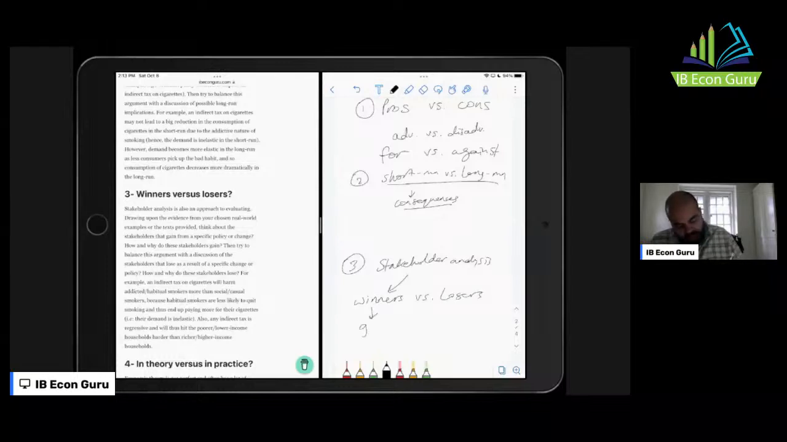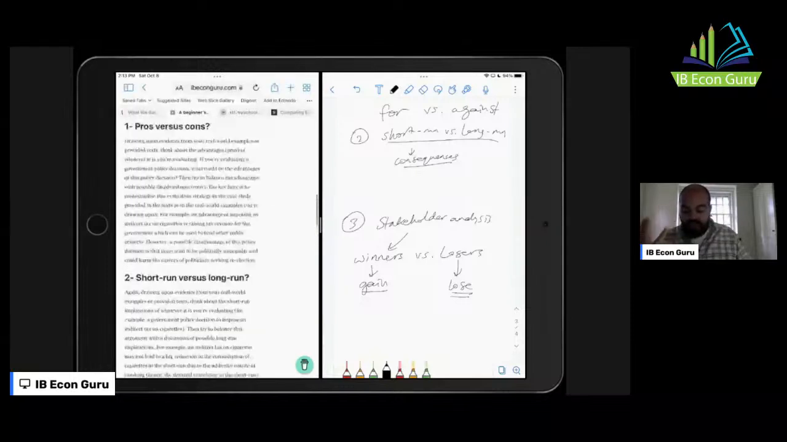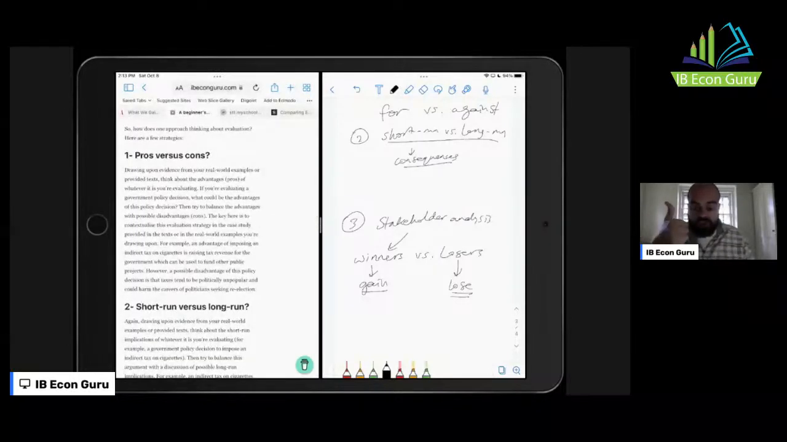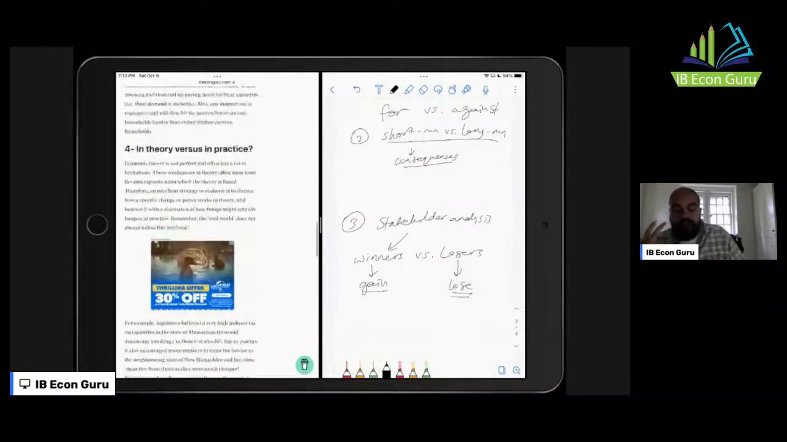Who are the stakeholders that gain from this decision or this change or whatever it is you're evaluating? Well, who are the stakeholders that lose? Okay, so stakeholder analysis. So far I've given you three approaches to evaluation: pros versus cons, short run versus long run, winners versus losers. And this last one is actually my favorite.